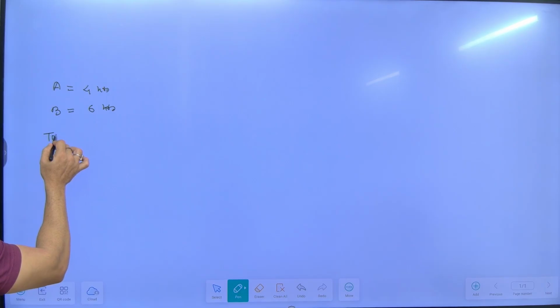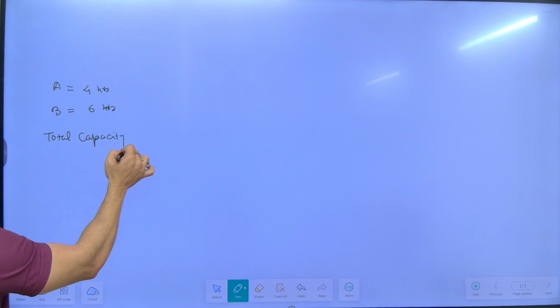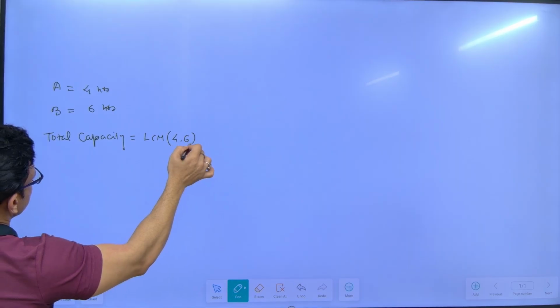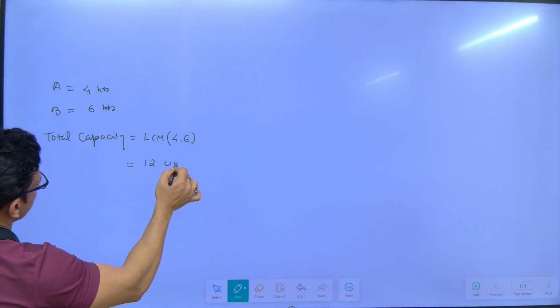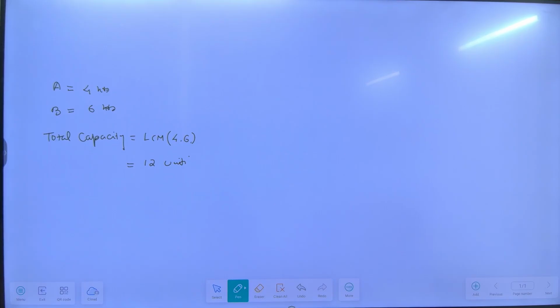So in this case, just as you find total work, find out the total capacity of the tank. Total capacity is nothing but the LCM of whatever times are given, 4 and 6, right? Which is equal to what? 12. Simply, of 4 and 6 the bigger number is 6, right? No multiple.